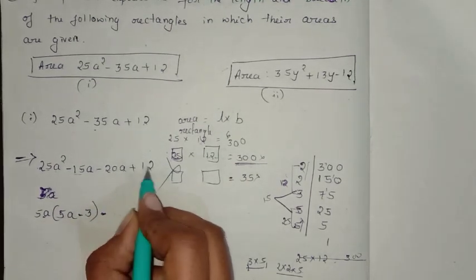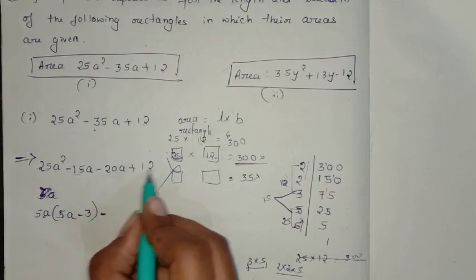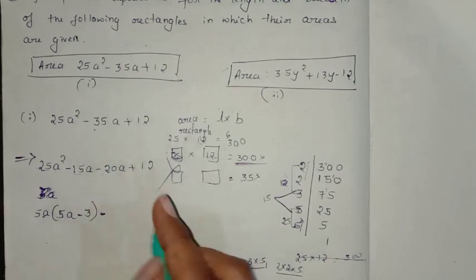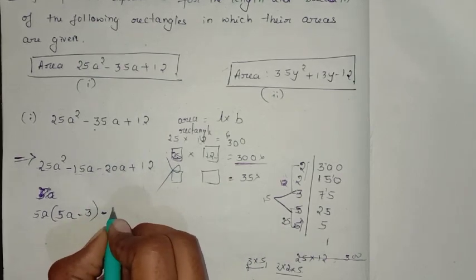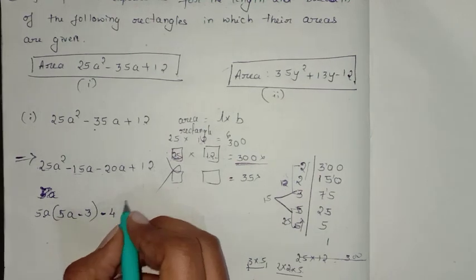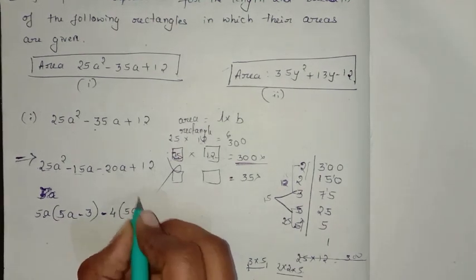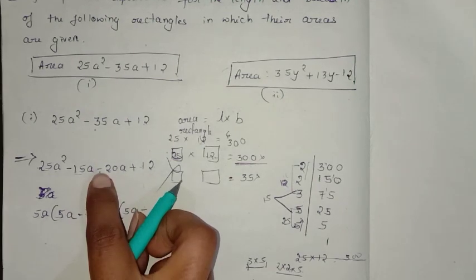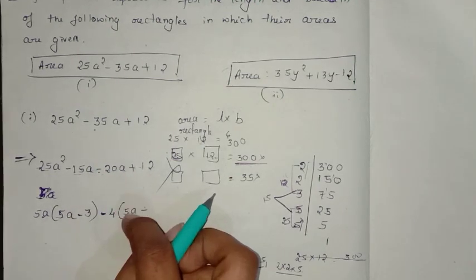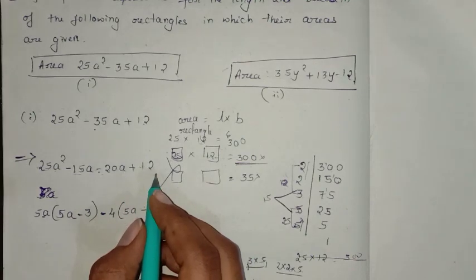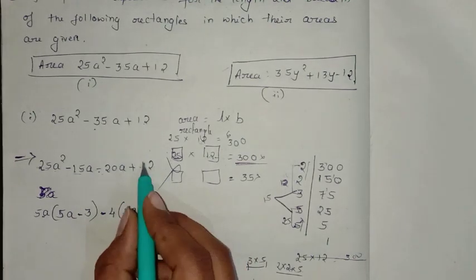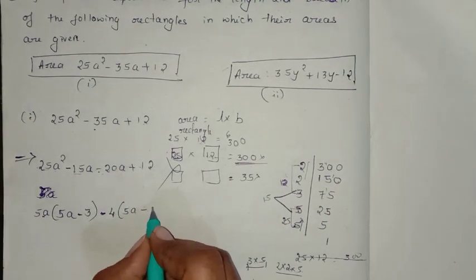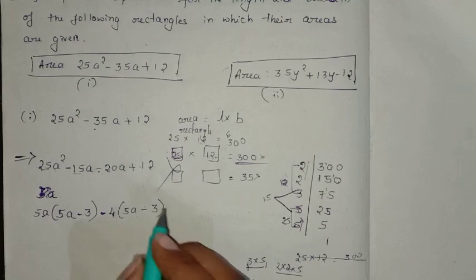So 20a and 12. In which table will both the terms come? If you take 2, it is not enough because it can go further. Then just check it with 4. So 4 4s are 16, 4 5s are 20. So we can take, yes, 5a plus, so minus plus. As you have already taken the minus common outside, the inside term will become a minus. So 4, how much is that? 12. So 4 2s are 8, 4 3s are 12. So it is 5a minus 3.